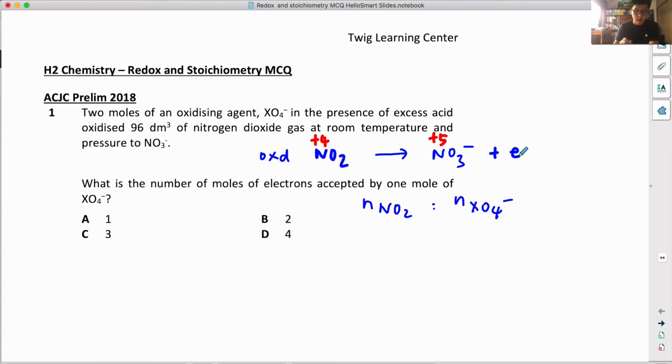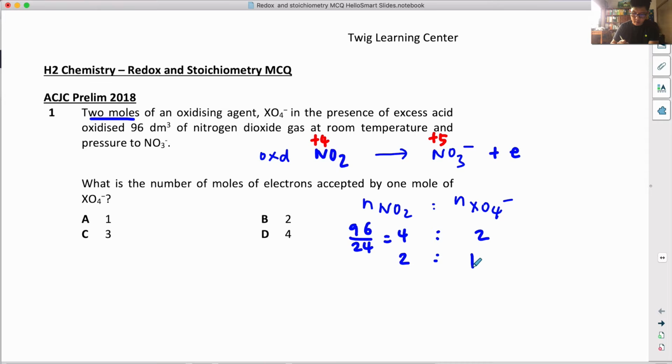So let's calculate the number of moles of NO2 and XO4-. This is all done at room temperature and pressure, so it'll be 96 divided by 24, which equals 4. What's the number of moles of XO4-? 2 moles of XO4- as mentioned over here. So the simplest ratio is 2:1.